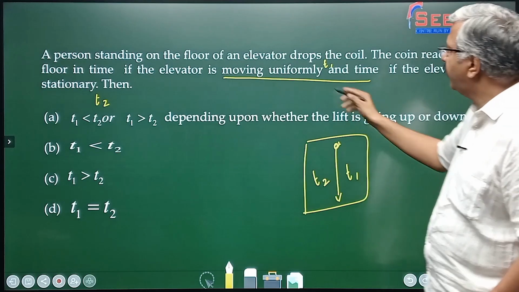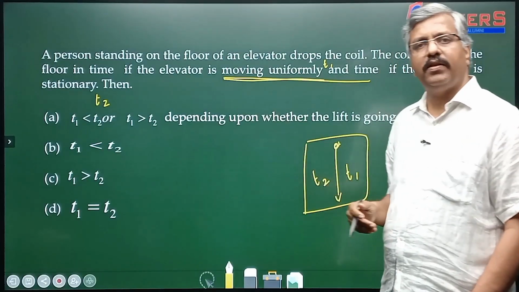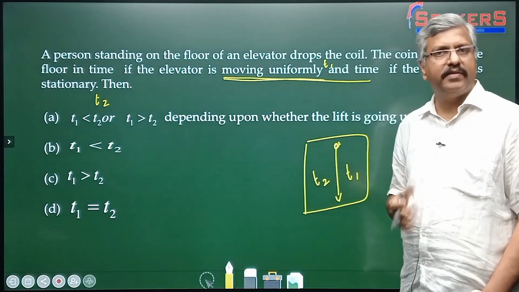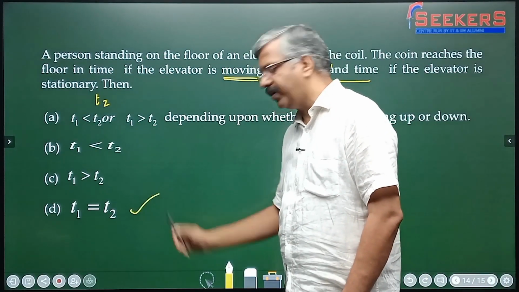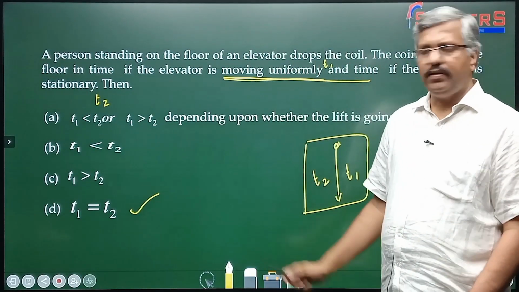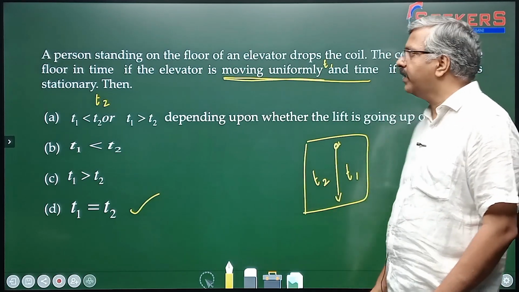So what is uniformly? Uniform velocity. Uniform velocity means there is no acceleration. If there is no acceleration, both the times will be the same.